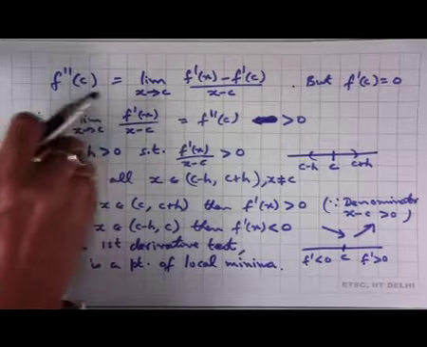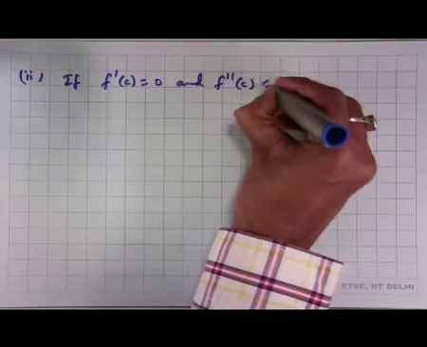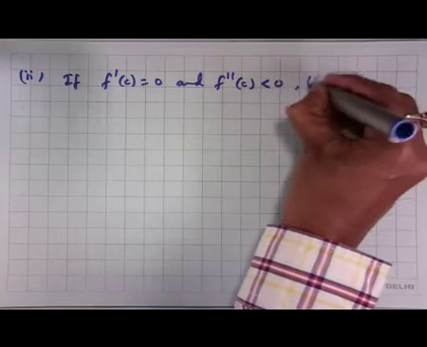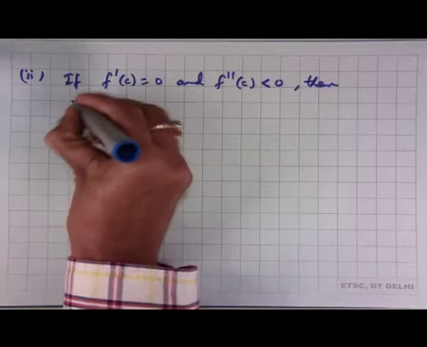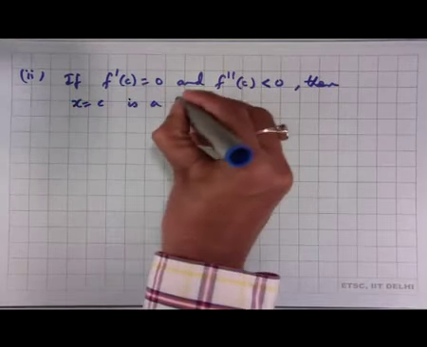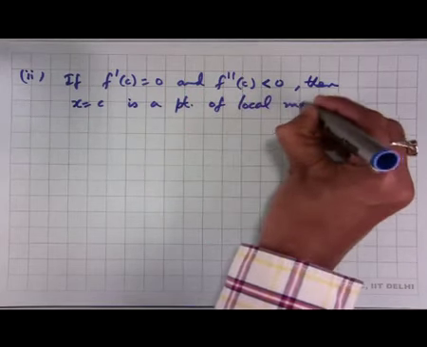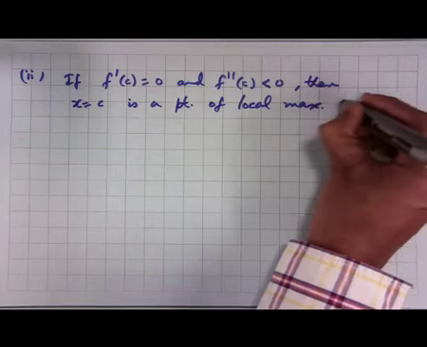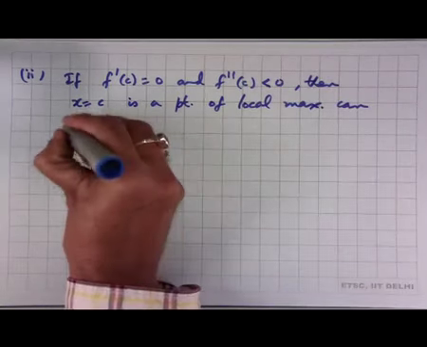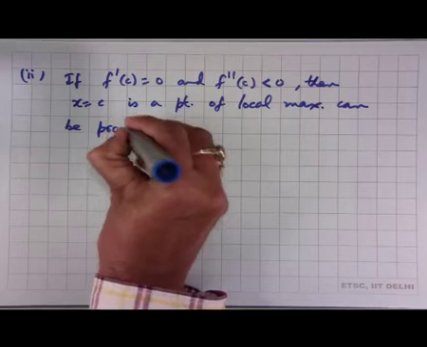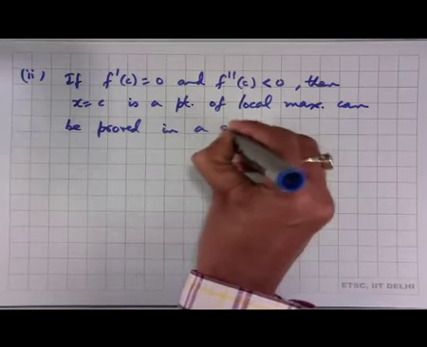The second case is similar. If f prime c is 0 and f double prime at c is negative, then x equal to c is a point of local maxima. This can be proved in a similar way.